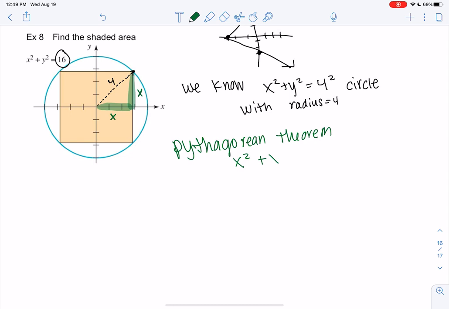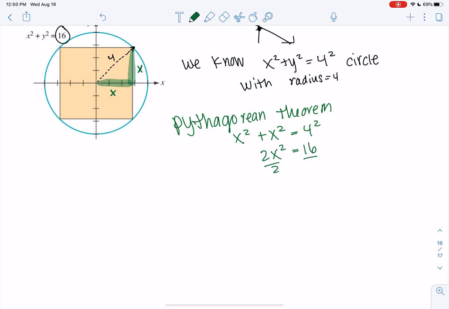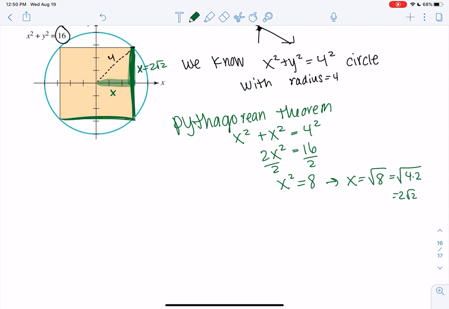So x squared plus x squared is 4 squared. So 2x squared is 16. Divide by 2. X squared is 8. Meaning x is the square root of 8. Or we've already done this one, 4 times 2 is 8, so 2 root 2. So we get 2 root 2. So if I want to find the area of the square, now maybe I'll double it, right? Because the side is actually 2x. So 2 root 2 times 2 would be 4 root 2, right? Just double it.